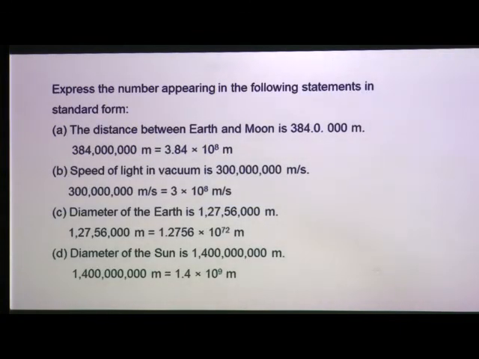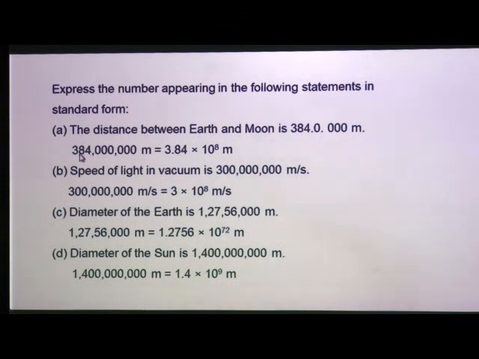Now, express the numbers appearing in the following statements in standard form. The distance between the earth and the moon is given as 384,000,000 meters. It is given in meters, and we have to write it in standard form.